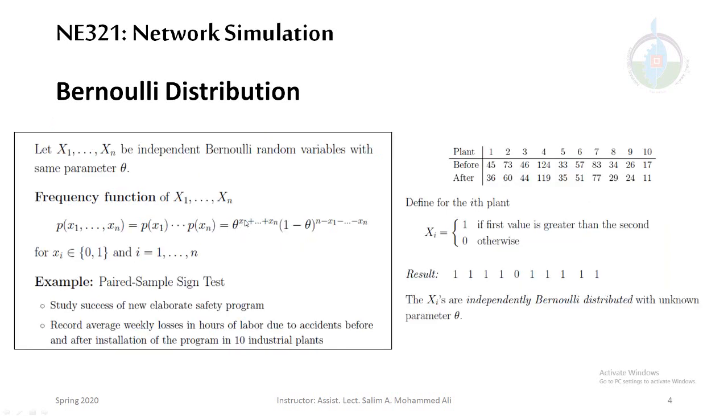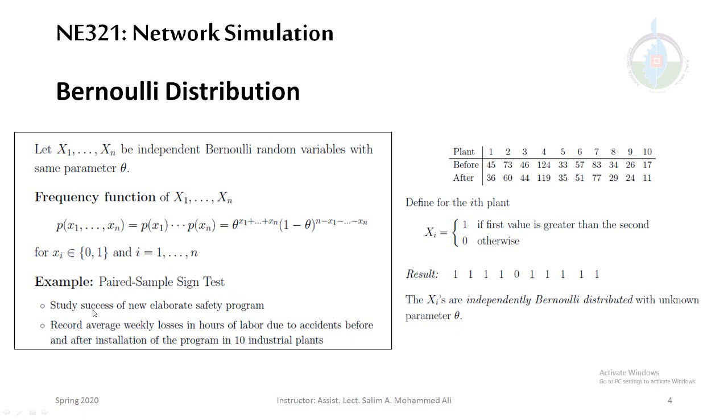How? The probability of x1 through xn is theta to the power of x1 plus x2 plus x3 plus xn, and so on. They are all multiplied by 1 minus theta to the power of n minus x1, where n is the number of independent variables, minus x2 minus x3 minus xn, and so on. For each xi, they are either 0 or 1, and i belongs to the set of n independent Bernoulli random variables.